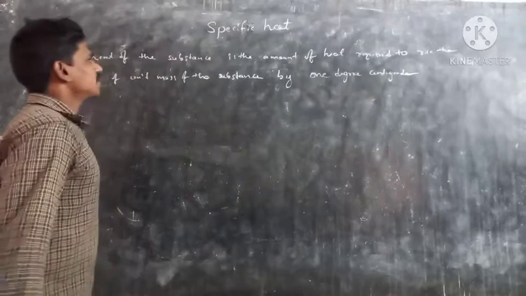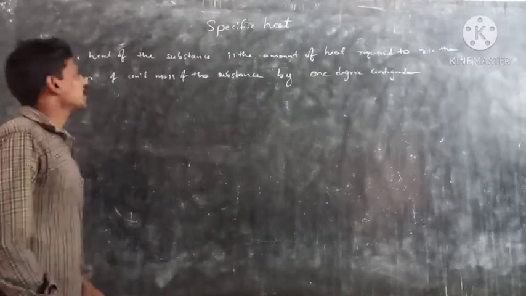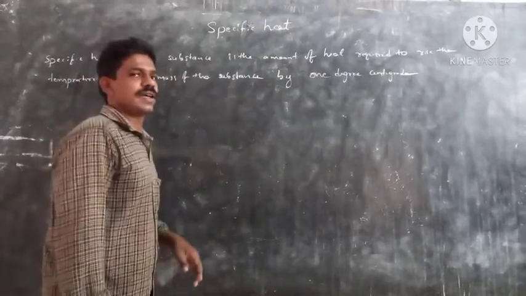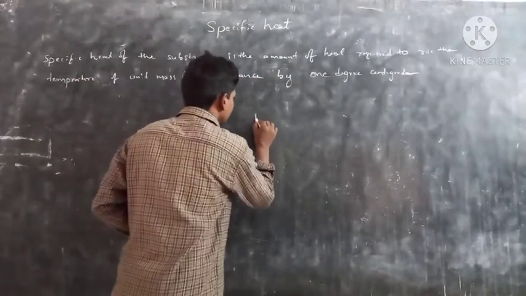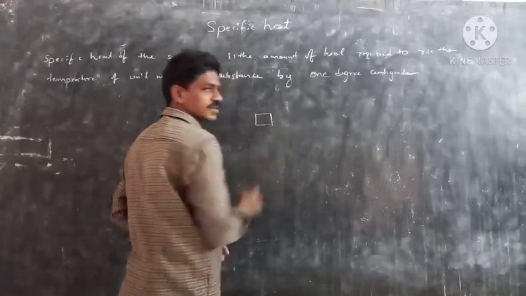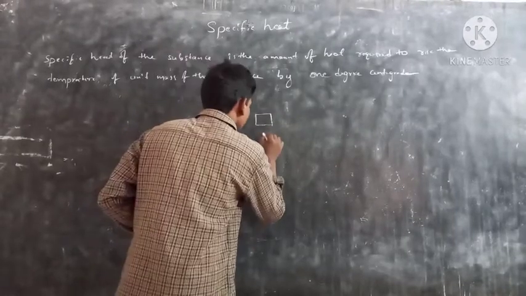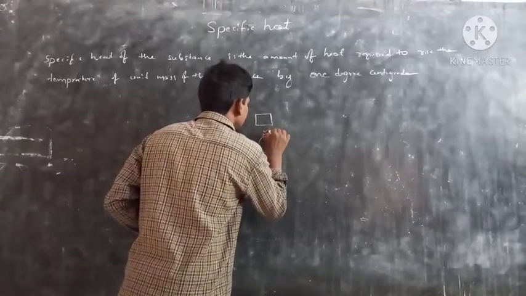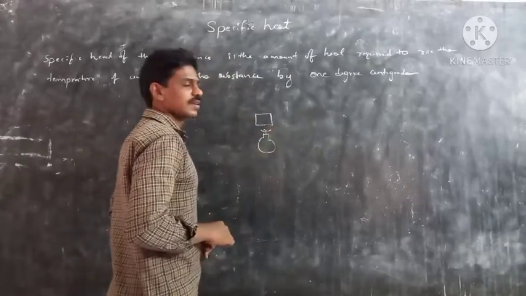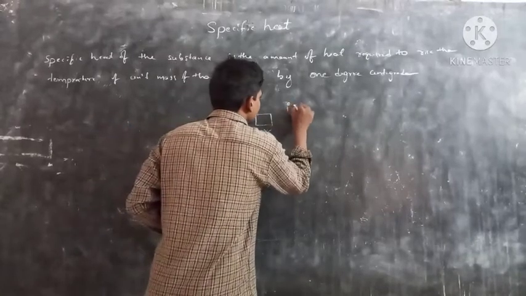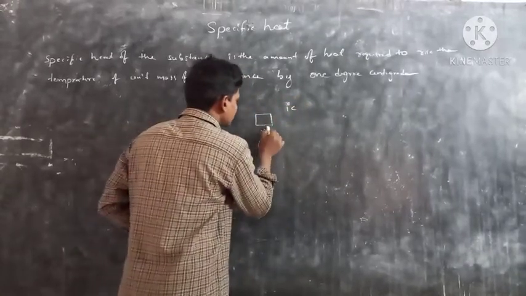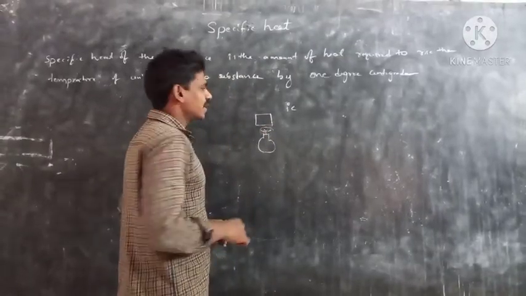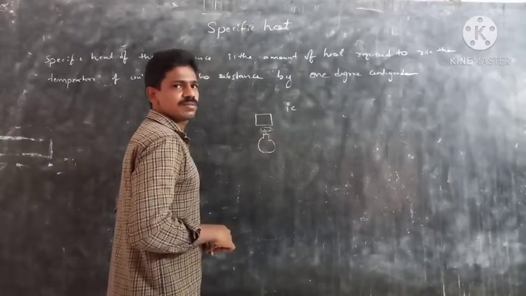Specific heat of a substance is the amount of heat required to raise the temperature of unit mass of substance by 1 degree centigrade. We take unit mass of substance and we heat the substance to raise it by 1 degree centigrade. The amount of heat energy required is called the specific heat of this substance.